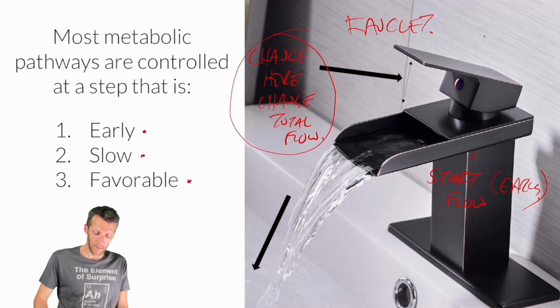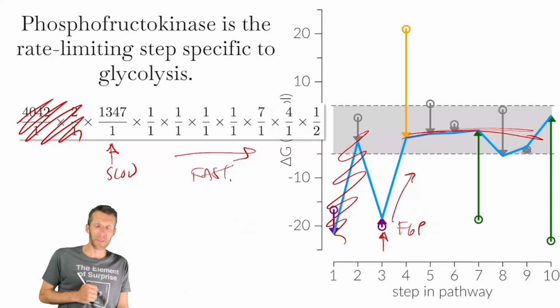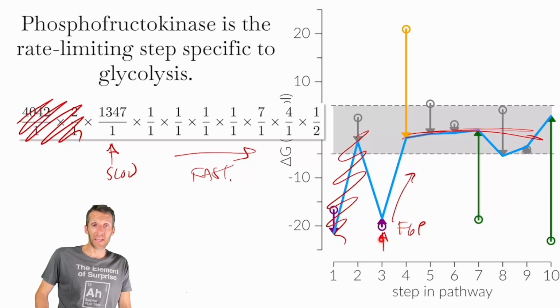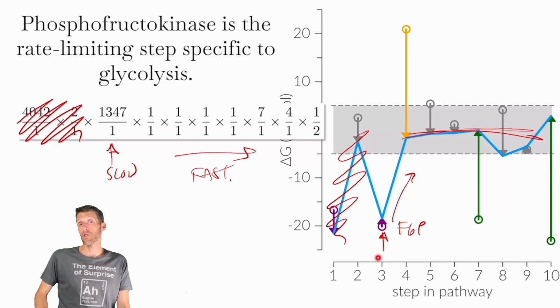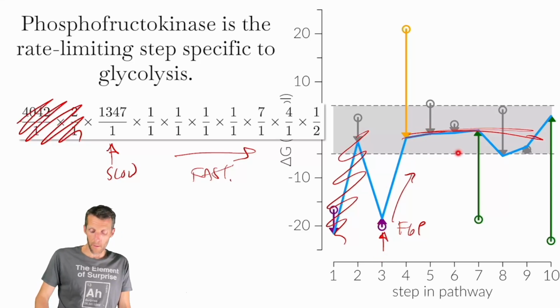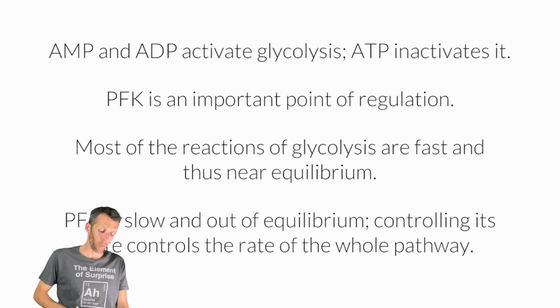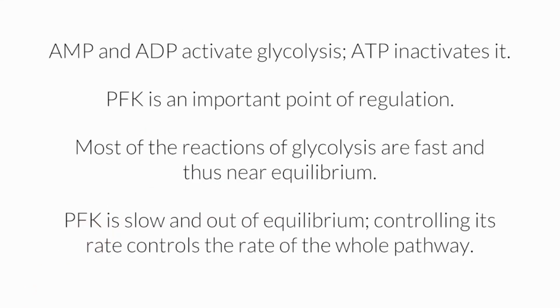And then finally, it's favorable. It means that it is downhill. We have a predictable direction. We see exactly the same thing happening here in glycolysis. It's our faucet. We have this slow first step, this phosphofructokinase step. It's a slow step, so it's out of equilibrium. It's a favorable step, meaning if we make it go forward, it's going to go forward. And then if we control the rate of this step, we control the overall flow through the pathway. And so what we're seeing with PFK is that PFK, like many metabolic pathways, is early, and it's slow, and it's catalyzing a favorable reaction.